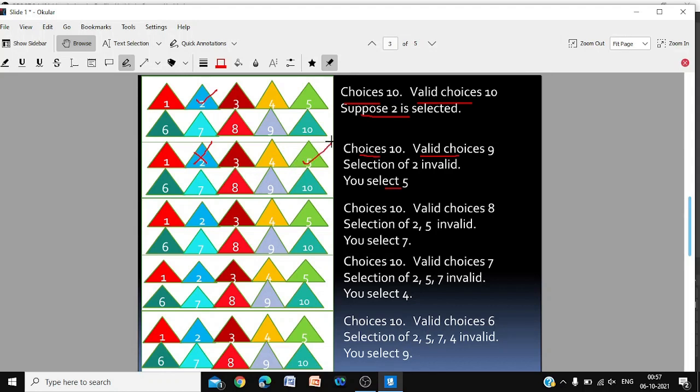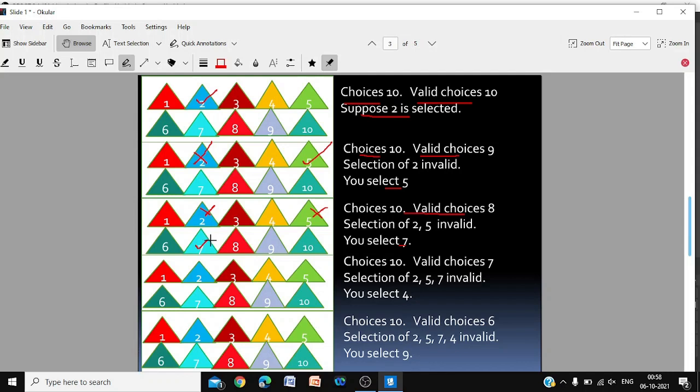You come to bag number 3. Still you have 10 choices. You can select any one of the 10 chocolates, but valid choices are 8 because 2 and 5 have already been selected. So valid choice is 8. Now supposing you select 7. This is the chocolate we are selecting.